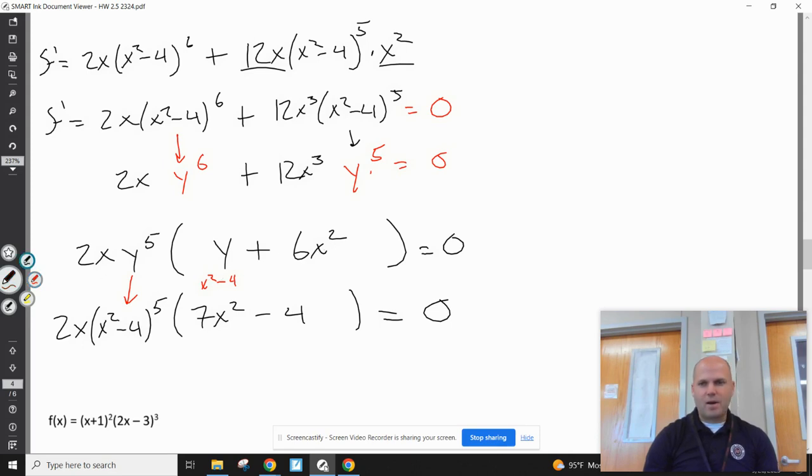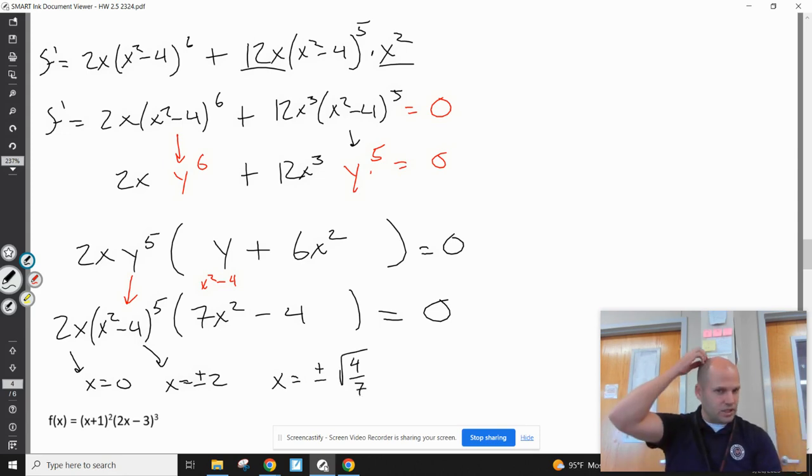Cool. Now that we have a product set equal to 0, we get our solutions. From our first piece, 2x, x could equal 0. From our second piece, x squared minus 4, x could equal positive or negative 2. And from our third piece, 7x squared minus 4, I add 4 and divide by 7, square root. I got plus or minus root 4/7, or 2 over root 7, but this is fine. There we go. These are all the locations of my horizontal tangents.